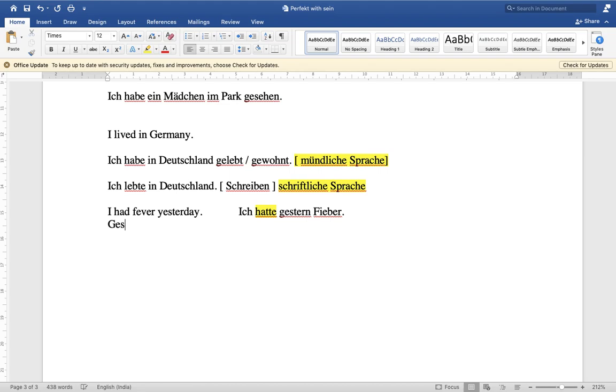Gestern, that is called formulierung. Gestern hatte ich fever. Ye bhi sahi hai. Isko hum kya bolte hai? Formulierung, theek hai? Sentence ko humne formulate kiya, theek hai? Another way mein. Das ist richtig. But we use hatte. Is das klar? Because hatte und war, had or was, we can use in speaking.